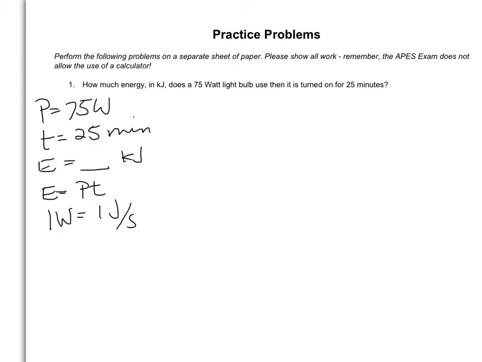I'm going to pause. First of all, I apologize for sloppy writing. That's not my fault. It's the app's. Let's review what we know. We know that power is 75 watts. Time is 25 minutes. Energy is what we're looking for, but we should be looking for it in units of kilojoules. We also know that energy is related to power and time, because energy is power times time. And we also finally know that 1 watt is equal to 1 joule per second.